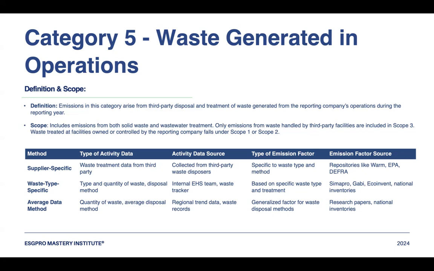Here again, you can go to repositories which are specific to your industry and your process, like oil and gas emissions, where the waste is whatever is left over or the gas coming out of it. A repository like WORM is a good example here for supplier-specific data. Otherwise, EPA and DEFRA also have this data. Then you have waste-type-specific, like effluent, right? This is, of course, an internal EHS team decision, and if they are tracking the waste, that is the best way to collect this data.